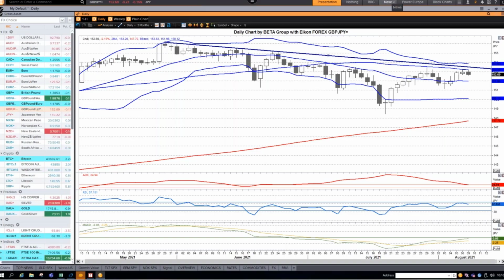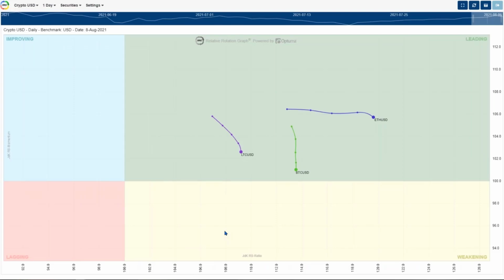Okay, we'll go to the cryptos now. Now here we've got Ethereum furthest to the right, all of them to the right of 100. That means all of them outperforming the dollar now. Even though the dollar is stabilizing, now the cryptocurrencies are outperforming the dollar. The charts look a lot better. In this order, Ethereum, Bitcoin, Litecoin. Ethereum looking pretty good, Bitcoin looking okay, Litecoin still looking horrible, really, in my opinion, as a chart.